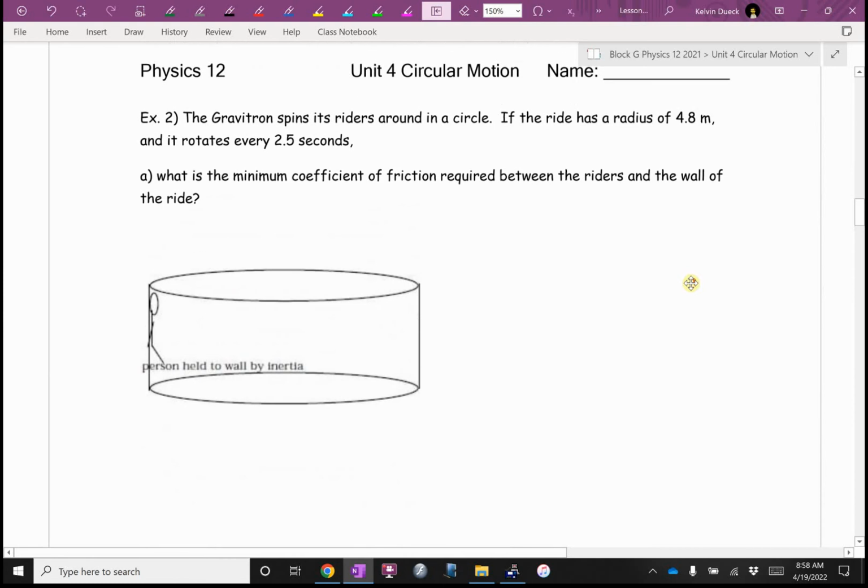Another great example of a horizontal circle is the Gravitron. This is the ride where often you're laying against the wall, and there's two versions. So the ride starts to spin. In one version, the floor drops away. In another version, the ride tilts vertical. How many of you have been on the Gravitron before?